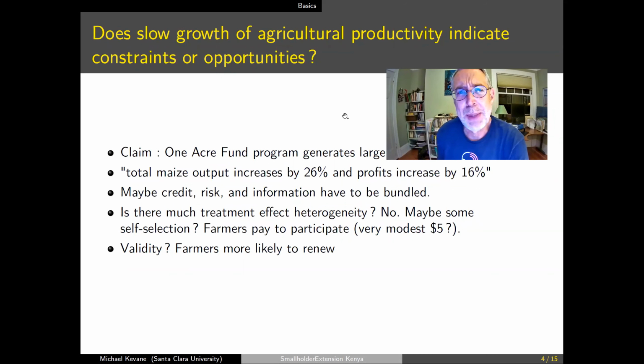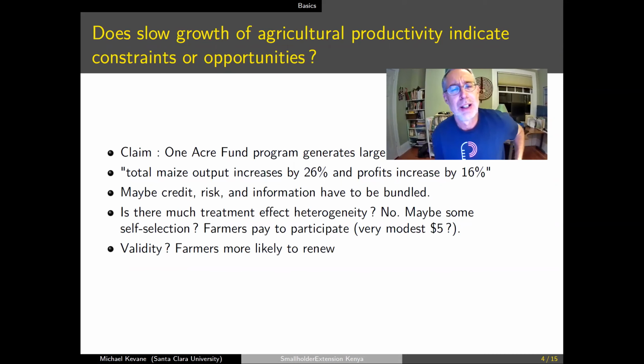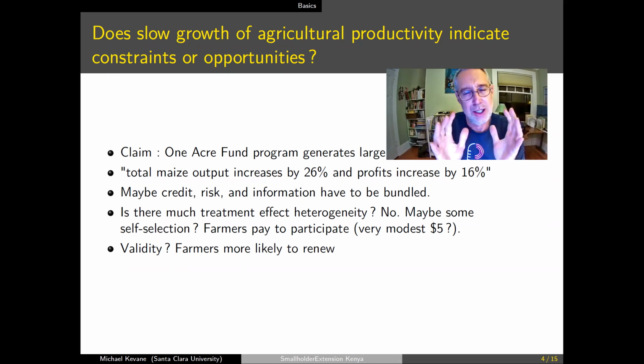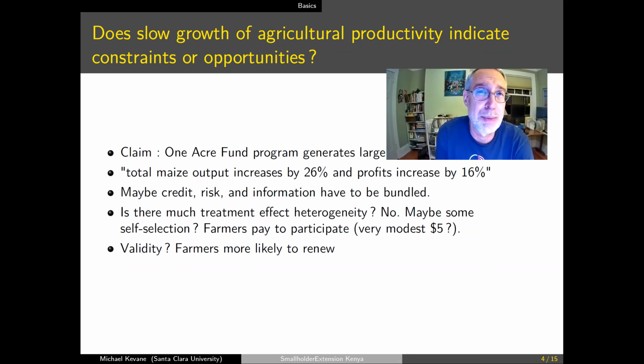And as I mentioned, the program bundles, and we'll talk in a second about what the program actually does. The program bundles a part that targets farmers' financial constraints, that is, the access to credit. It targets their risk aversion and inability to insure themselves against risk by offering insurance. And it also targets their lack of knowledge about certain kinds of productive practices by offering farmer education.